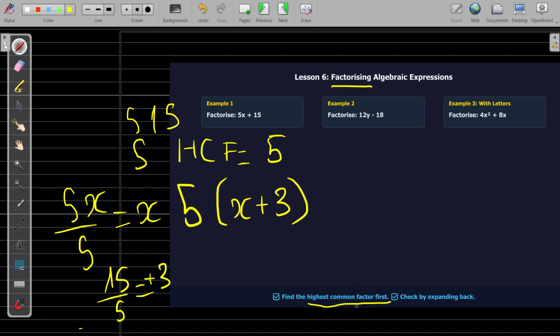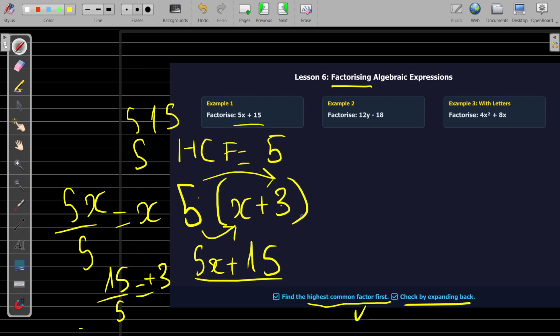And so we have done our first example. Of course, if you're a little bit paranoid and unsure, then you need to check by expanding them back. We can do the arrow method. The first arrow shows that 5 multiplied by x will give us 5x. The second arrow will give us 5 multiplied by positive 3, which is 15. If we compare these two, they are the exact same, and so that is completely correct.